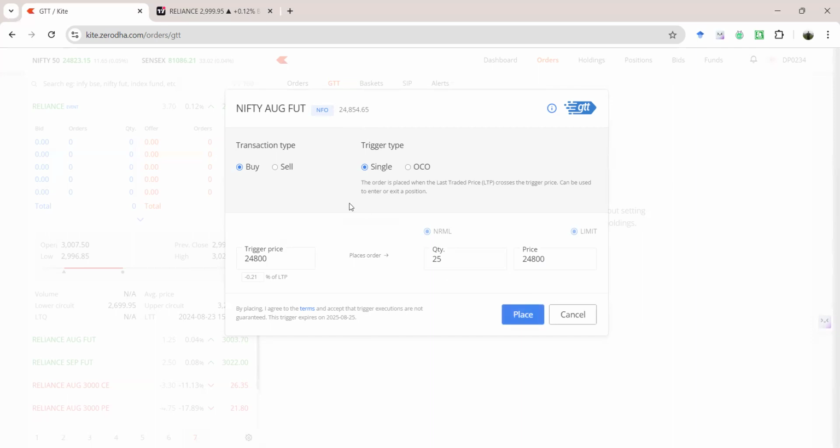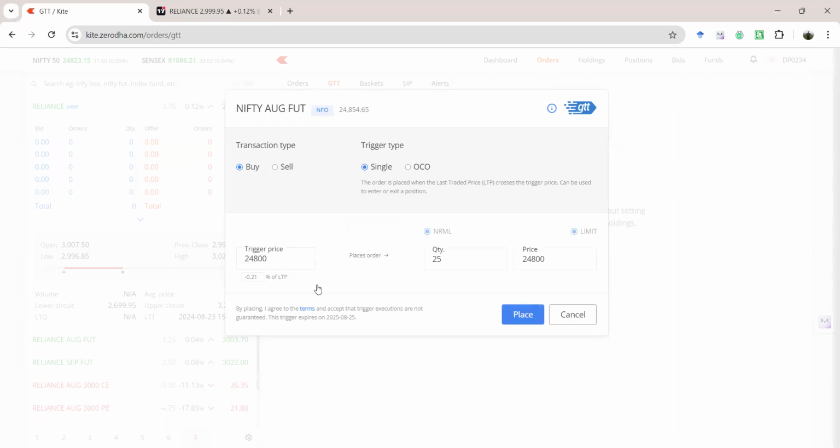If I place the GTT order, this order will get executed only when the price is triggered at 24,800, and execution happens at 24,800 or less than that. So if the price falls below 24,800, my order will get triggered, because the current price is about 24,800. So as soon as the price falls below 24,800, my order will be executed immediately. If it comes down to 24,800, it will get executed at 24,800. So this is how a GTT order will work, and this is a single GTT order. We can use it for sell or buy.